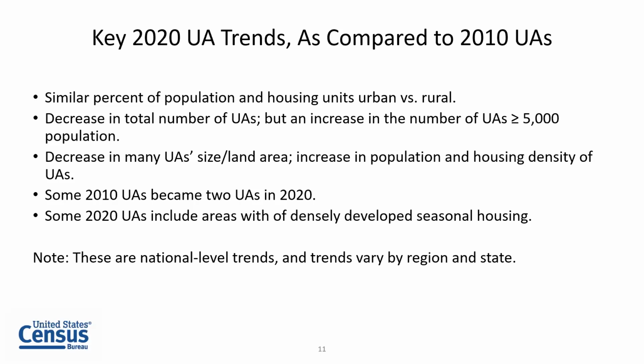Some 2010 urban areas became two urban areas in 2020, and some 2020 urban areas include areas with densely developed seasonal housing. And some of these trends are due to different criteria changes that were vetted and implemented for the 2020 census urban area delineations.